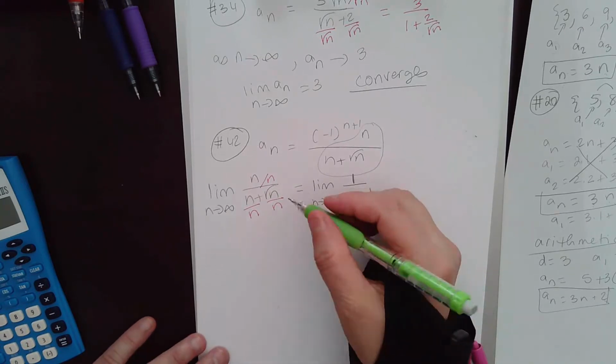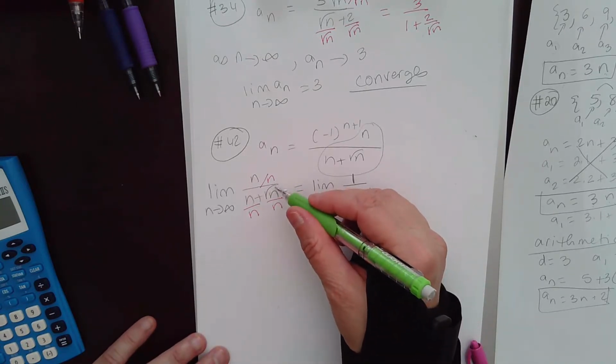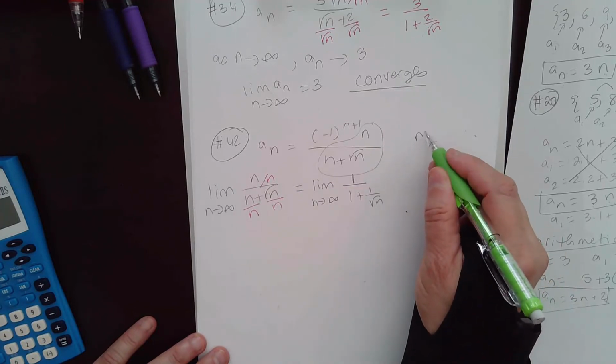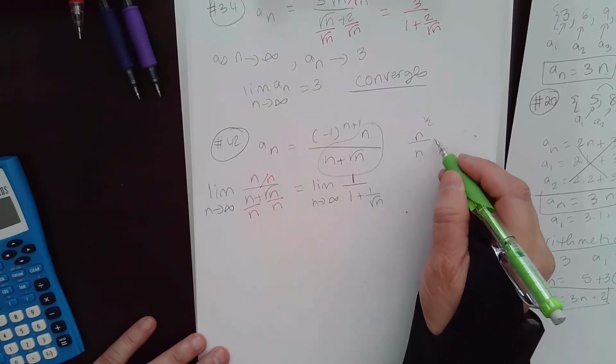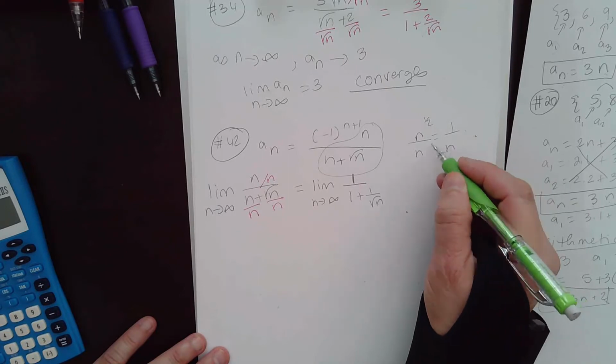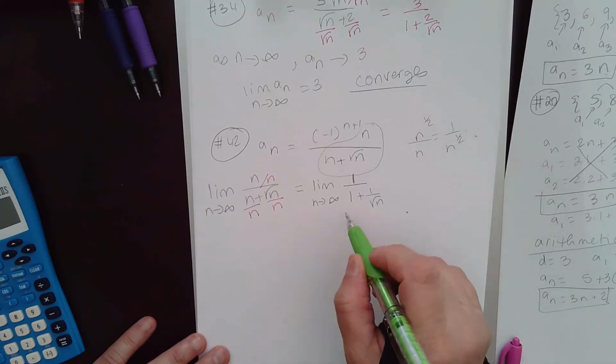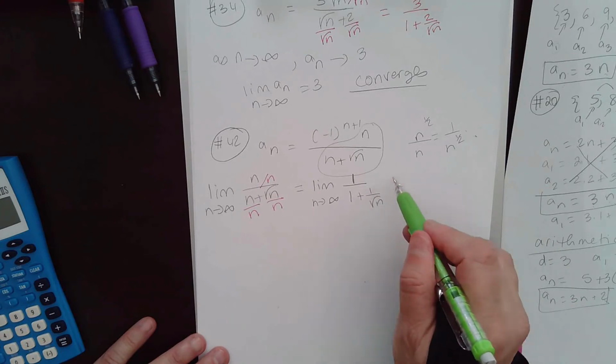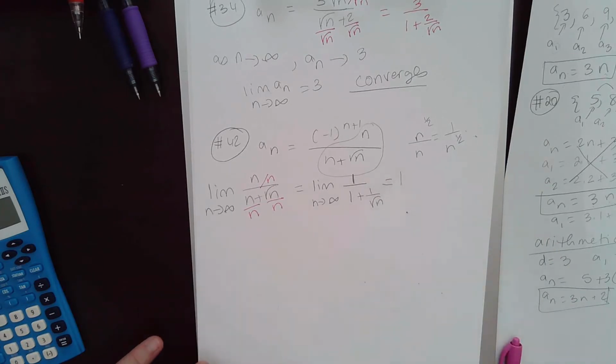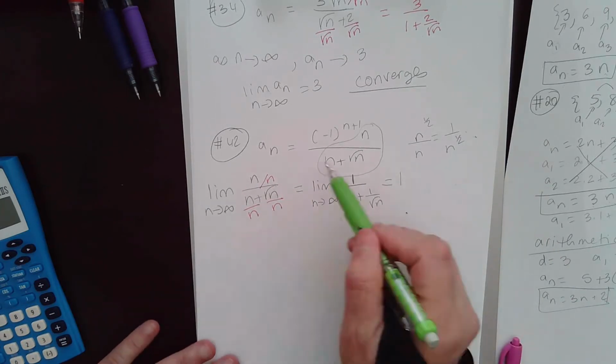So remember here, the power of n is 1, this is 1/2, right? So n to the 1/2 here, n to the 1. So 1 over n to the 1 minus 1/2 is 1/2, which is square root of n. So as n approaches infinity, this becomes 0, so that's equal to 1. So the limit of this is equal to 1.